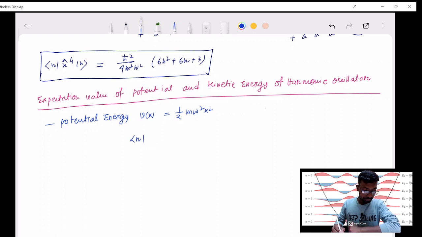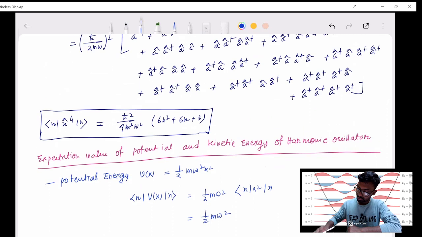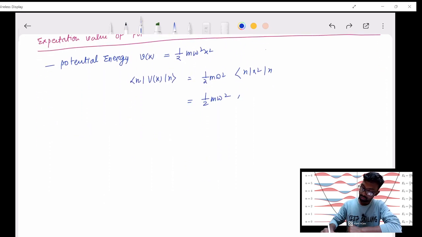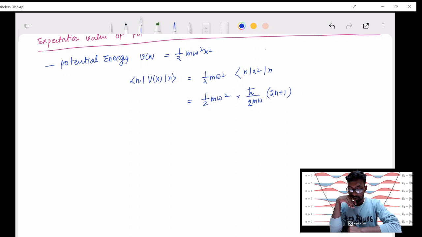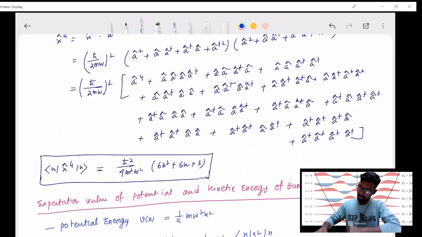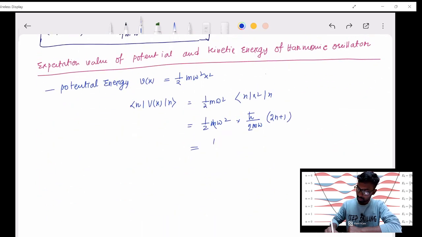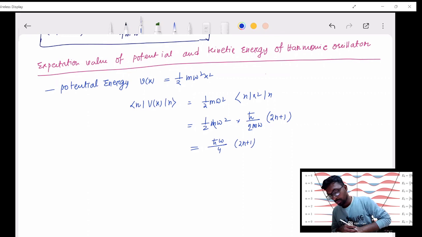For the expectation value of potential energy, this is equal to ½mω² times the expectation value of x². We already know the expectation value of x² is equal to ħ/(2mω) times (2n+1). Okay, this is equal to: m cancels, ω cancels with ω², so ħω/4 times (2n+1).